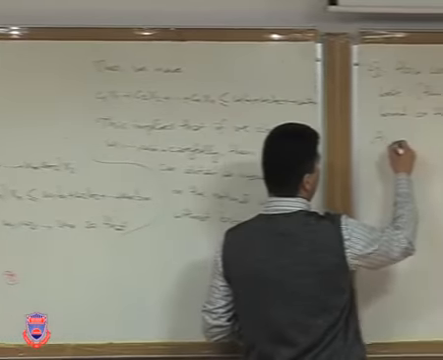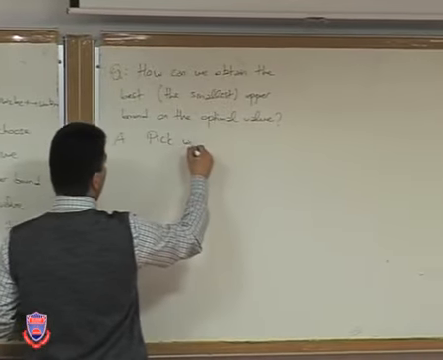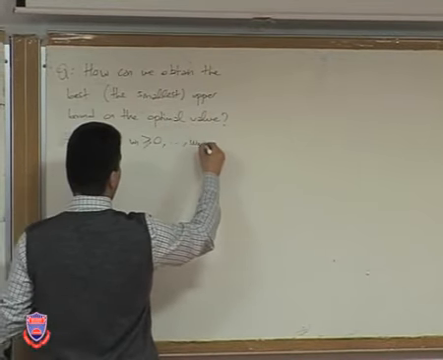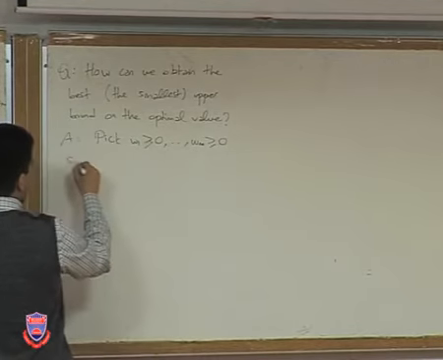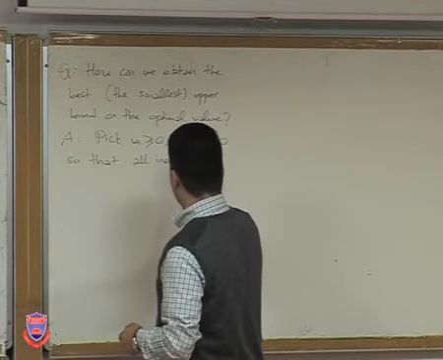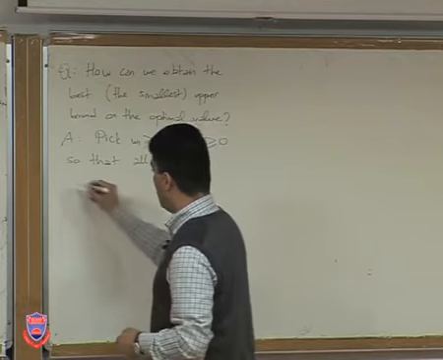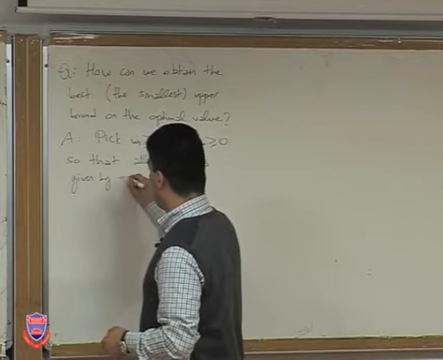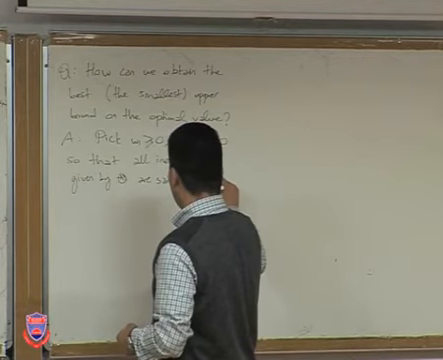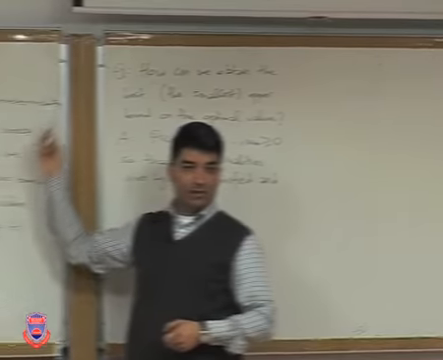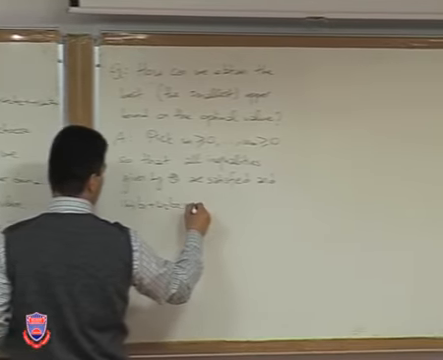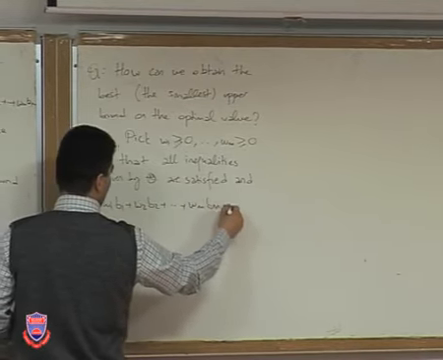So the answer to this question is the following. Pick W1 through Wm, all non-negative, Wm greater than or equal to 0, so that all inequalities given by star are satisfied. And in addition, I want this upper bound to be as small as possible. W1b1 plus W2b2 all the way up to Wmbm will be as small as possible.